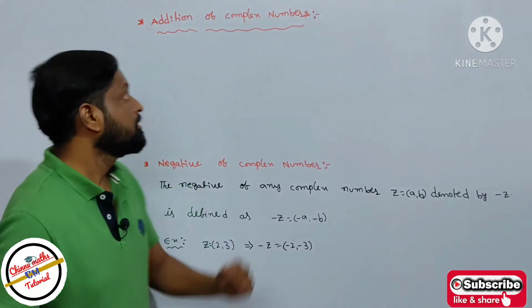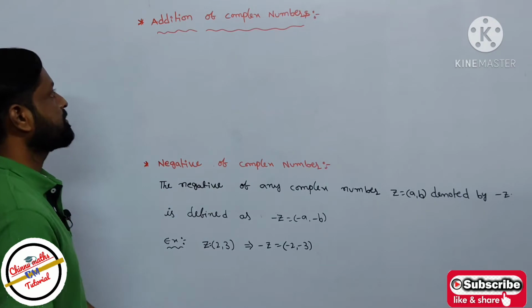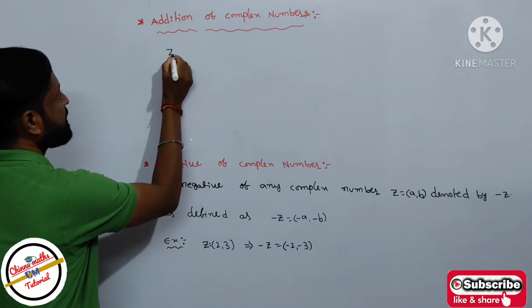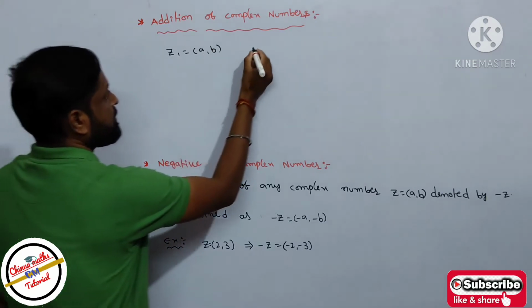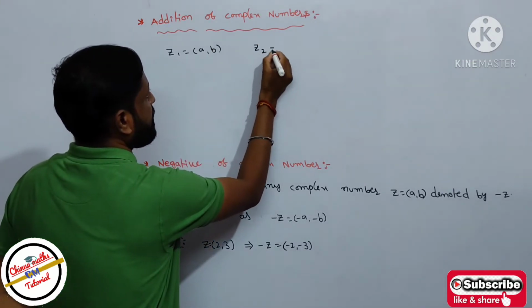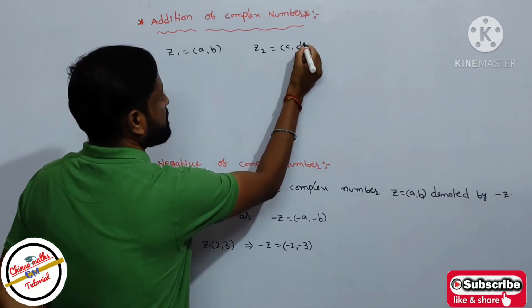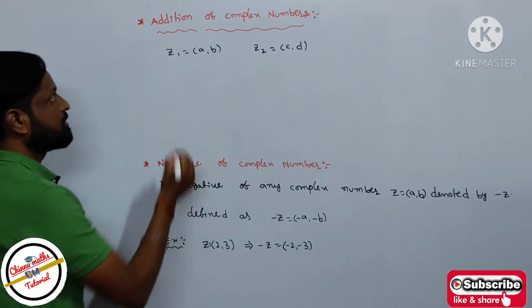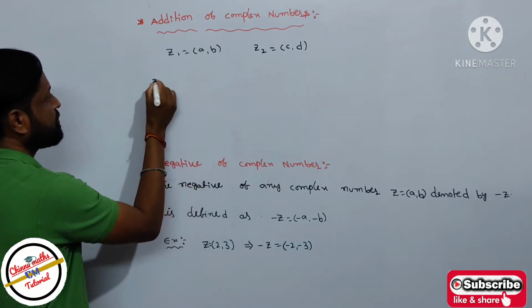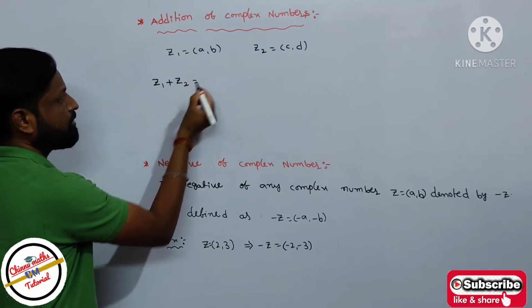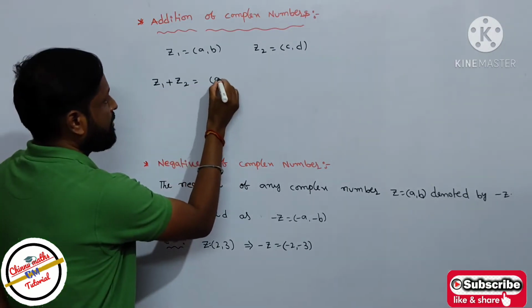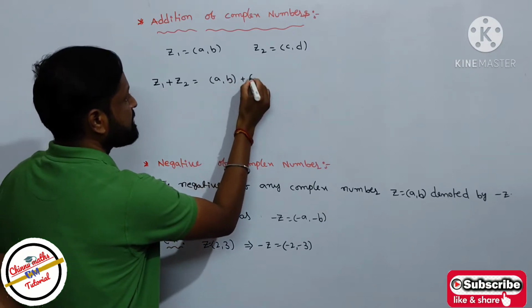So next, addition of complex numbers. Suppose I take z1 equal to the ordered pair a comma b and z2 equal to the ordered pair c comma d, two complex numbers. So addition of complex numbers means if you are adding two complex numbers, z1 plus z2 equal to a comma b plus c comma d.